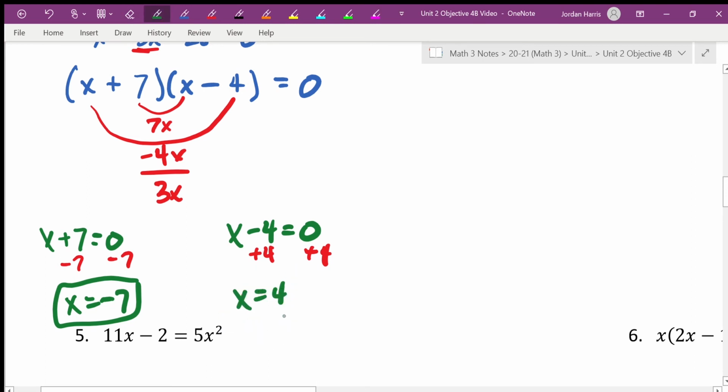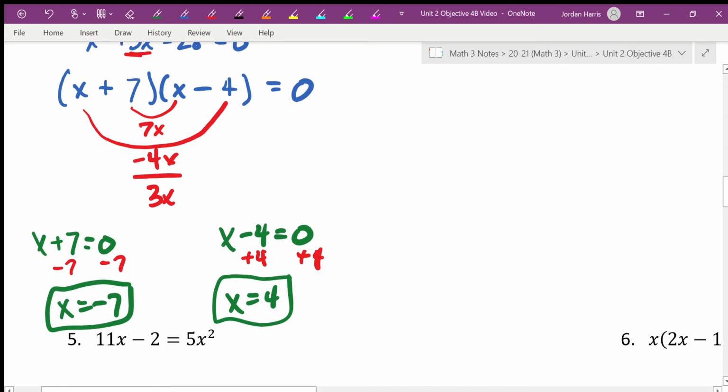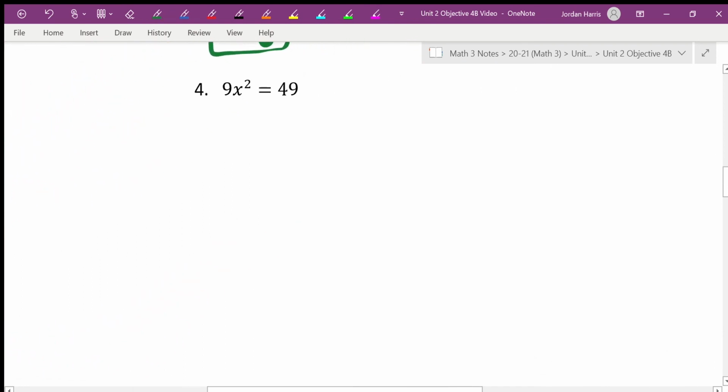Okay. Number 4, once again, not equal to 0. I'm going to subtract the 49 because I want the x squared to be positive. That's what I'm used to. So 9x squared minus 49 equals 0. GCF first. It's not a GCF because the only factors of 9 are 3 and 3. The only factors of 49 are 7 and 7. Nothing in common, but notice those factors are duplicates. So this is a difference of perfect squares.